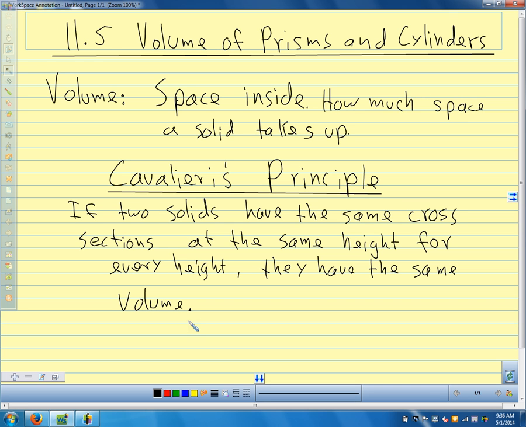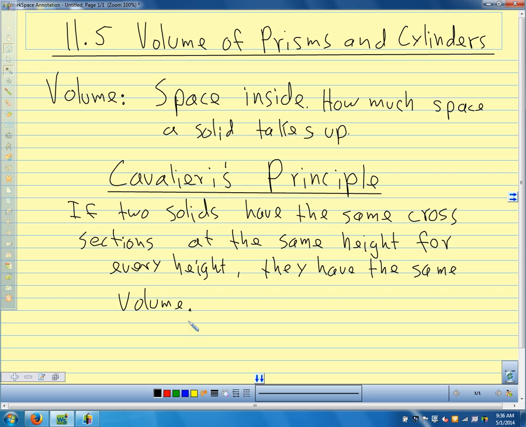Well, the stack of books slid sideways is like an oblique prism. And the stack straight up is like a right prism. They have the same volume. I could rearrange the books any way I wanted, sliding one way, one the other way, and those solids are going to have the same volume because I'm not changing the volume of the books. At each height, they have the same cross section. So I could rearrange these in any way that I wanted, and I would get the same volume. So that's what Cavalieri's principle is telling us.